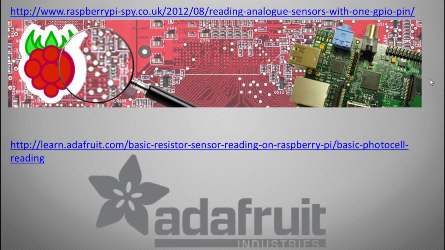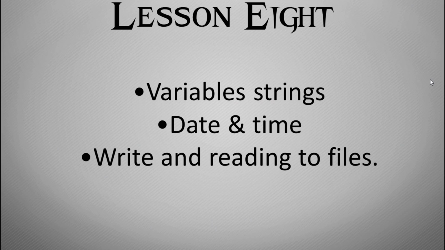A lot of the code for this particular one's come from the Raspberry Pi Spy and the Adafruit website, so check out those links to see a bit more information about these diagrams. We're going to introduce variables with strings, so how to actually put words and text into it, how to look at date and time, and how to write and read from a file.